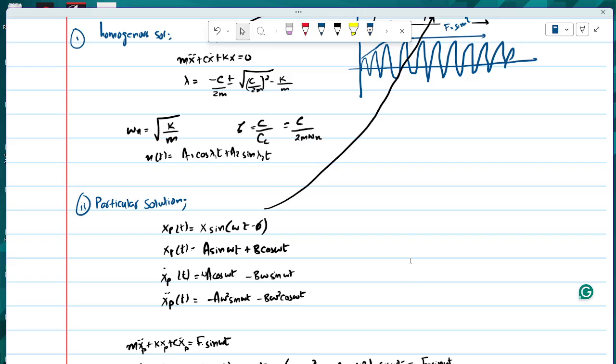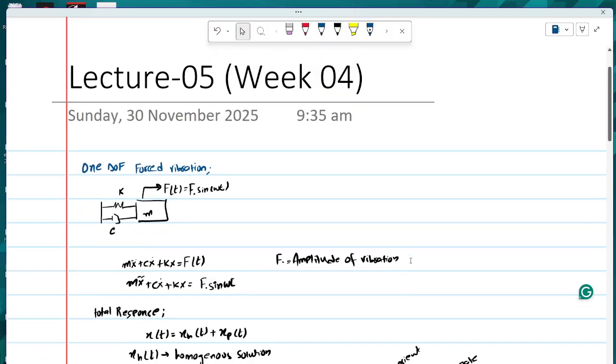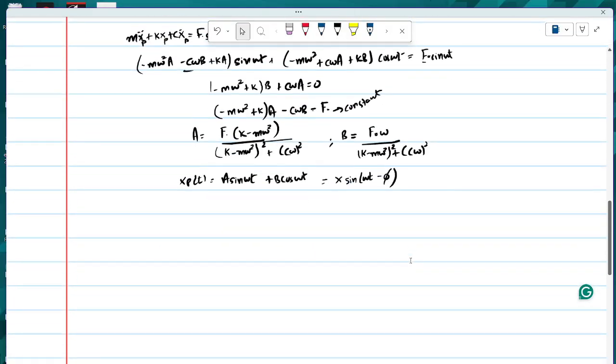If a bridge is forced by a gust of wind, how will it respond in the beginning, and how will it respond for time t equals 2 hours or 10 hours. It depends upon what you want to study. So this is a way to calculate the response of a system through forced vibration.